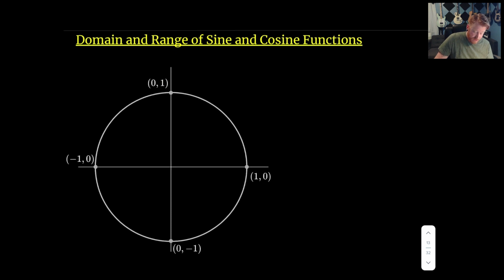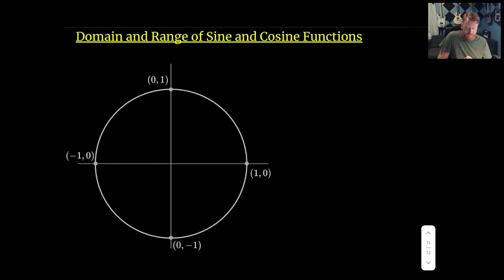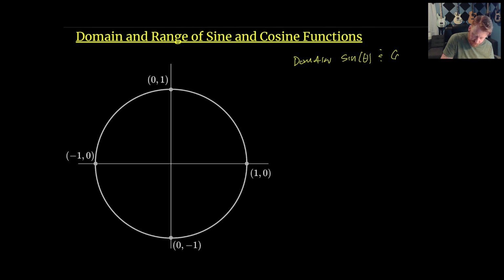All right, so now I want to take a minute and talk about the domain and the range for the sine and cosine functions. We'll talk about the other 4 in a future video, but let's just think intuitively here a little bit through this. So we want to look for the domain for the sine and cosine functions. We'll just write cos theta. So let's just think about this. Remember that theta is an angle.